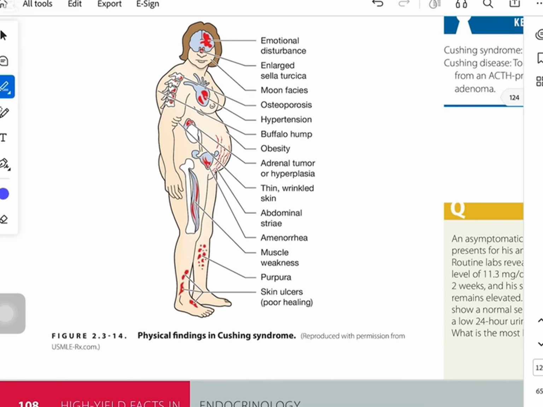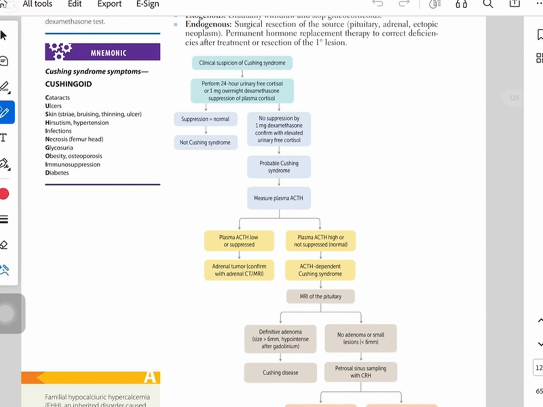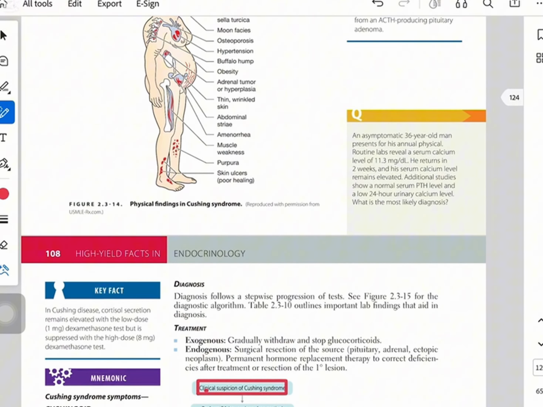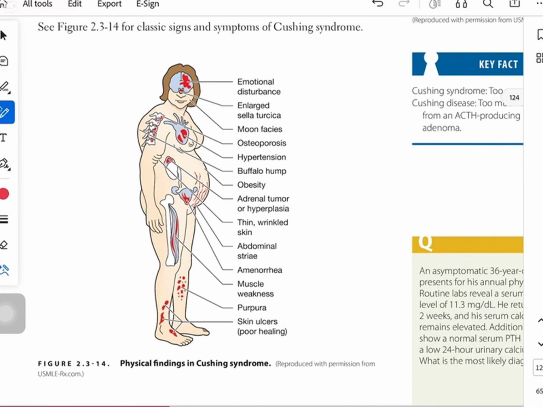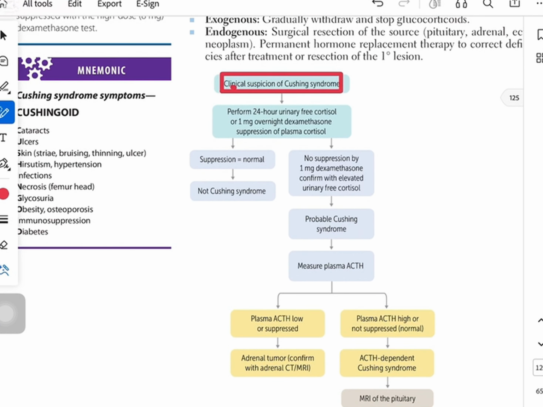Okay guys, now we'll come to diagnosis, how we diagnose this person. First of all, if we see any person with the clinical picture of Cushing syndrome, and what is the clinical picture? The person has emotional disturbance, moon-like face, osteoporosis, hypertension, buffalo hump, obesity, adrenal hyperplasia, adrenal tumor, wrinkles, striae, amenorrhea, muscle weakness, purpura, skin ulcer. I have discussed each and everything in full detail. So if a person presents with buffalo hump, hypertension, hyperglycemia, striae, stretch marks like this, we have to know that the symptoms may be due to Cushing syndrome.